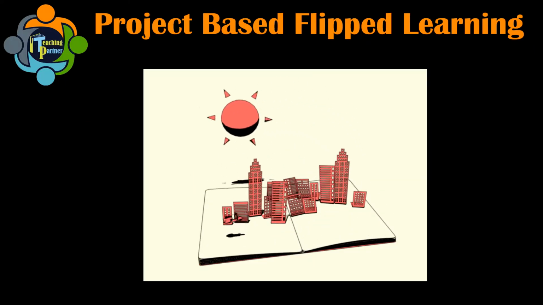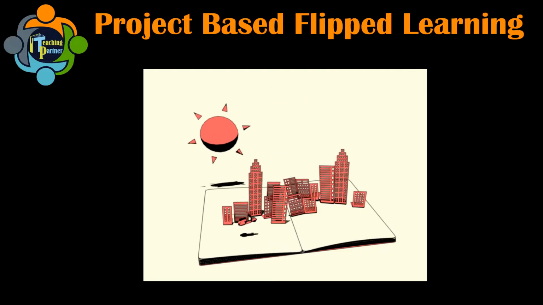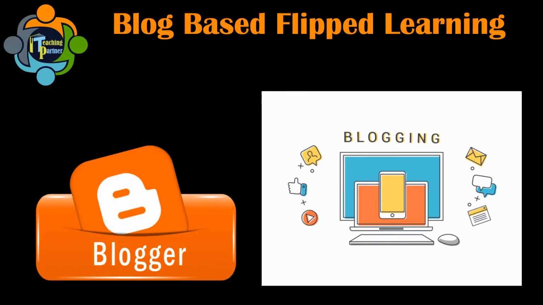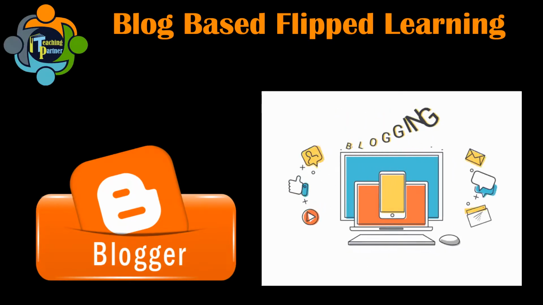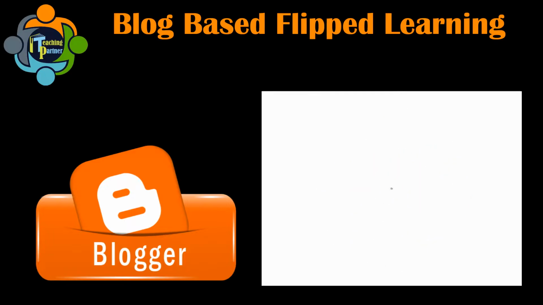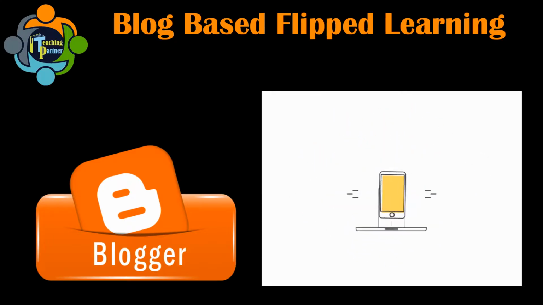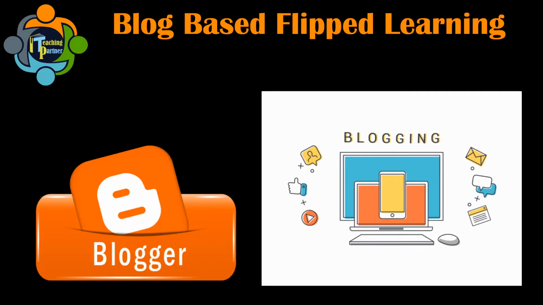Category number 5, project-based flipped learning. You can assign your students a small project before actual practice of the content, ideal for those who want to try reverse Bloom's taxonomy. Number 6, blog-based learning. It is a very effective and result-oriented approach where the teacher updates his or her blog daily or weekly and students start following this regular blog, and when they come to class they are well prepared for the coming lesson.